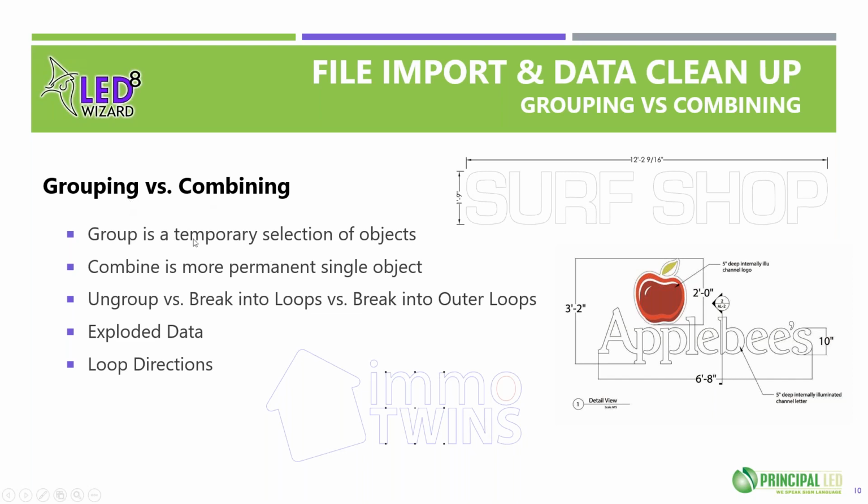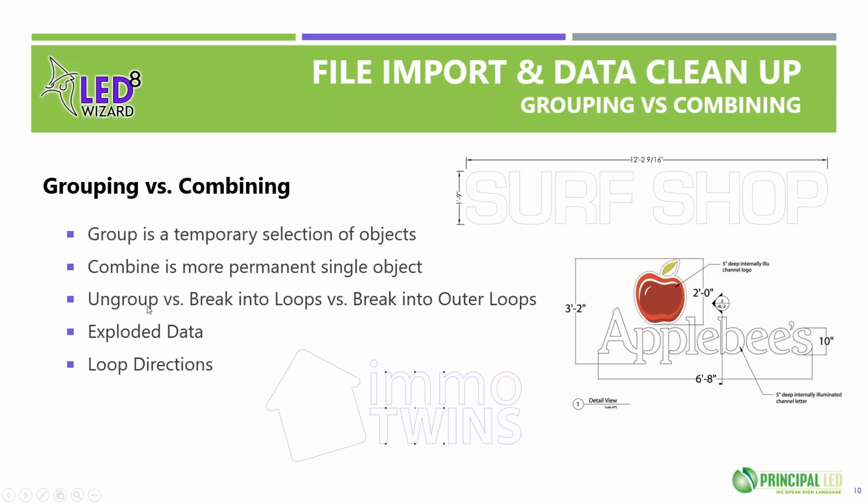So I mentioned grouping and combining. And I did talk about this before, but just to clarify, a group is a temporary selection of objects. Okay, you can group a set of objects by drawing a box around them in the layout tool, and you can just as easily then ungroup those objects. Combining is more permanent. If I select this surf shop lettering and combine, it actually makes one object out of that surf shop. It's one object instead of multiple letters.